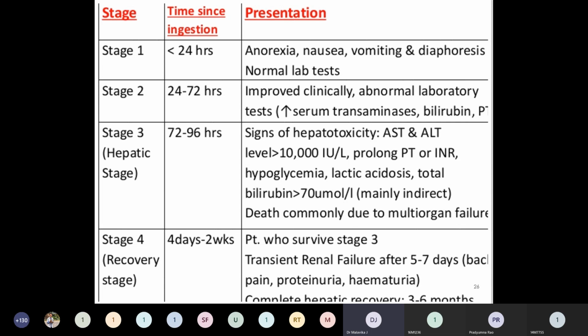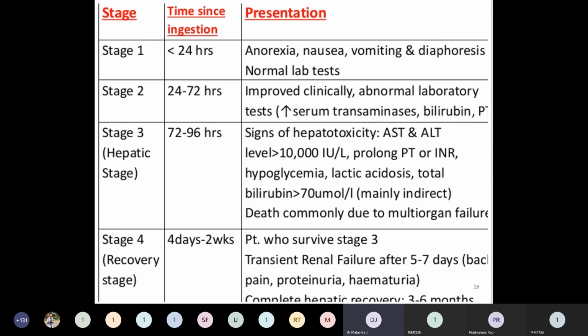Coming to stage 3, this is the hepatic stage. The time since ingestion will be 72 to 96 hours. Signs of hepatotoxicity: serum transaminase levels will be more than 10,000 international units per liter, and the prothrombin time and INR will be prolonged. The child will present with hypoglycemia, lactic acidosis, and acidotic breathing. Total bilirubin levels will be more than 70 micromole per liter, mainly indirect hyperbilirubinemia. Death is mainly due to multi-organ failure.